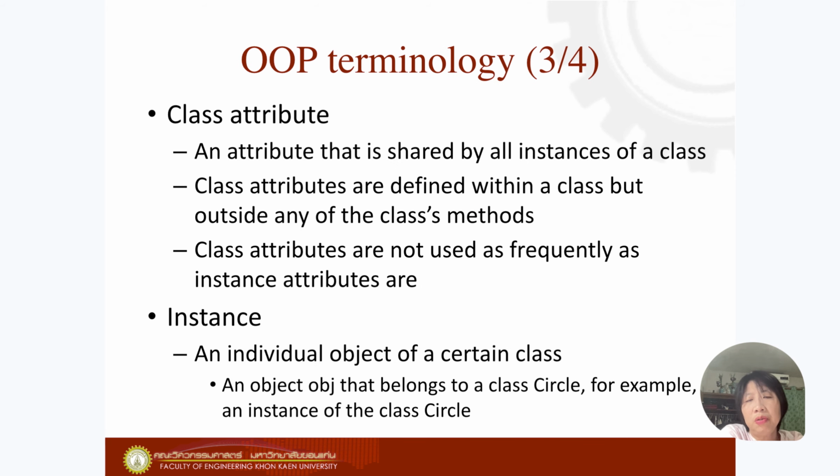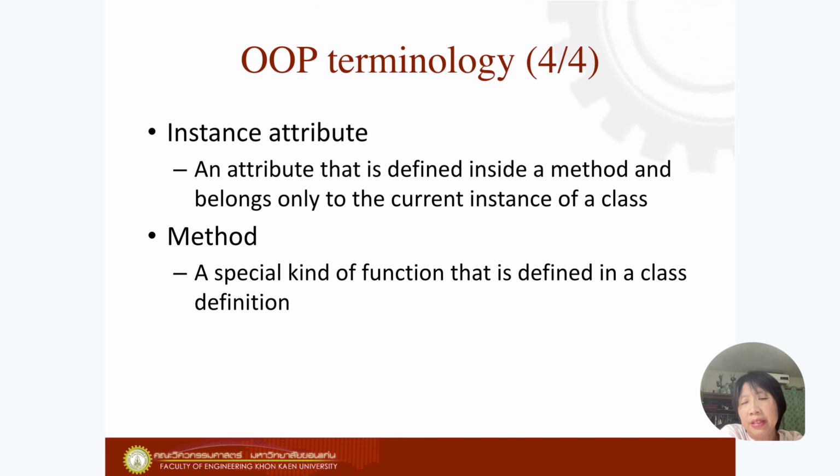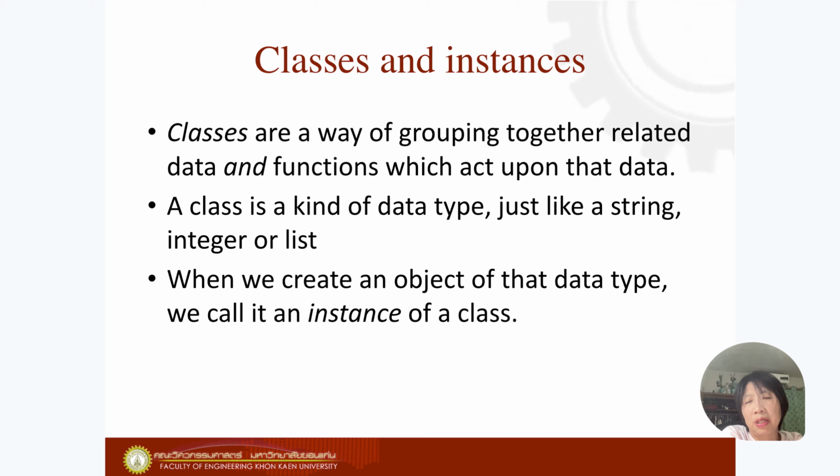Okay, an instance is like a synonym for an individual object. So an instance is an object that belongs to a class, right? An instance attribute is an attribute that is defined inside a method and belongs only to the current instance of a class. And a method is a special kind of function that is defined in a class definition. So I hope that now you understand the difference between class and instance.